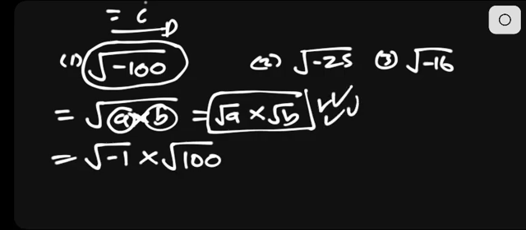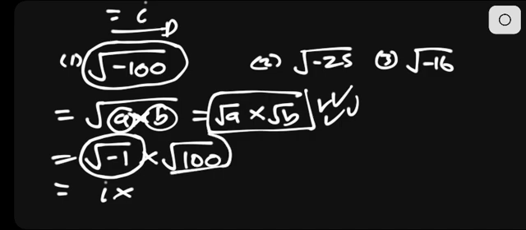Of the square root, we know the square root of minus 1. We said it's i. Multiply by the square root of 100. You know the square root of 100. You can take the calculator there if you have forgotten; the square root of 100 is 10. Then if you multiply these two, it will give you 10i.